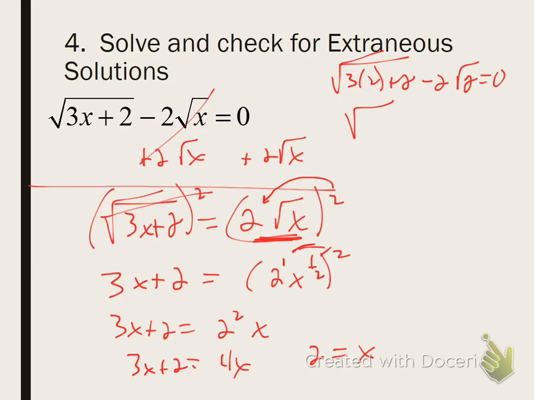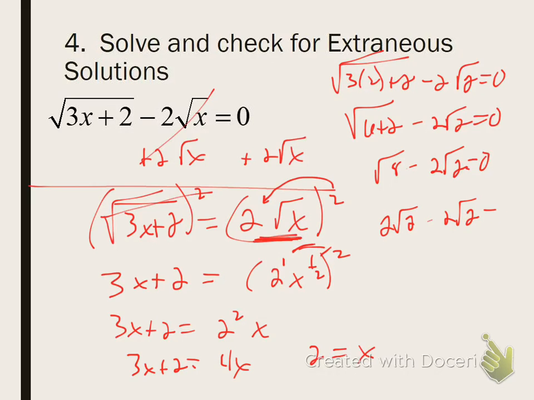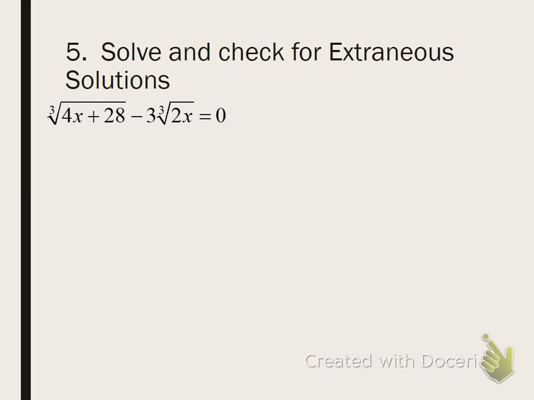So we get square root of 6 plus 2, square root of 8. Square root of 8 reduces to 2 square root of 2, and we get 0 equals 0, so we're in good shape. X equals 2 is the solution. Okay? All right. Try another one here.